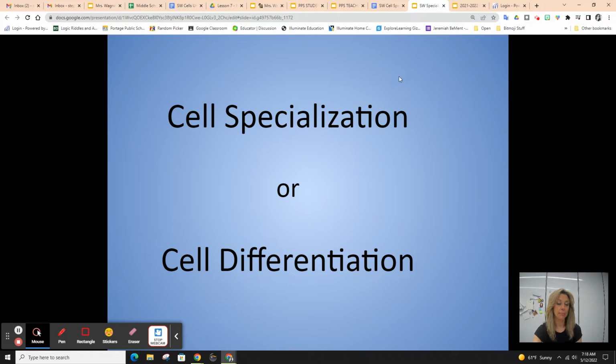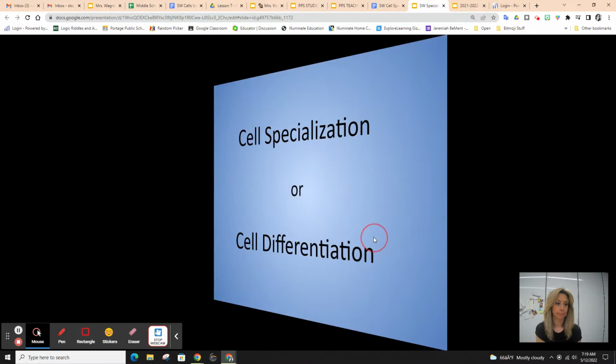Okay, so cell specialization or cell differentiation. We have taken a look at how a chicken develops inside of an egg. We've looked at different types of organisms, either egg-laying organisms or mammals, and how they develop over time from being an embryo to full-grown development. And we see that they go from a single cell to a multi-cell organism. So we're going to go into how this happens and what the cells look like when they start to differentiate.